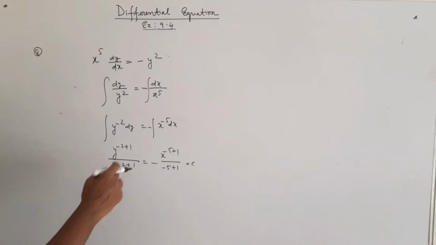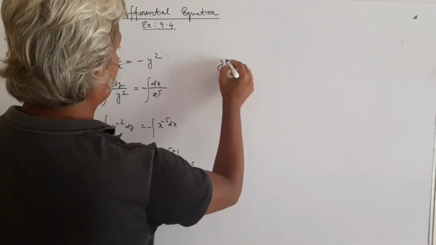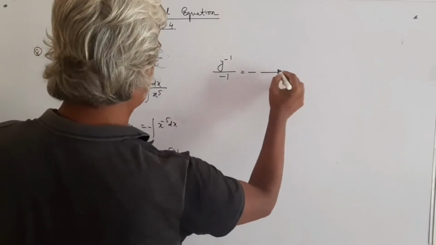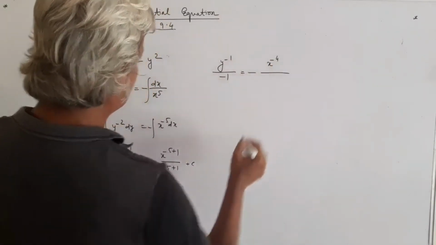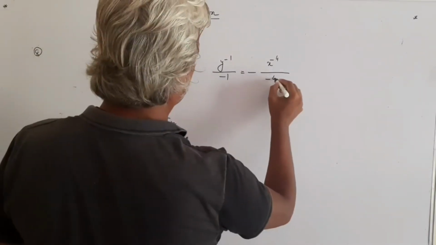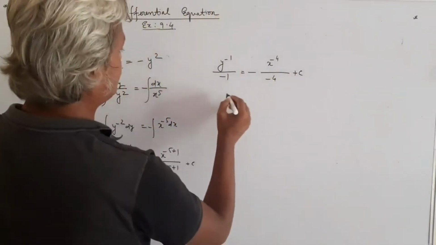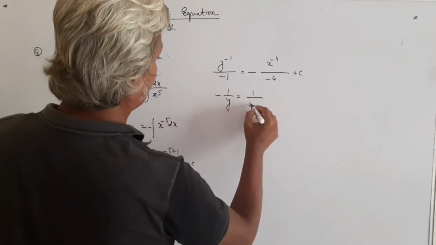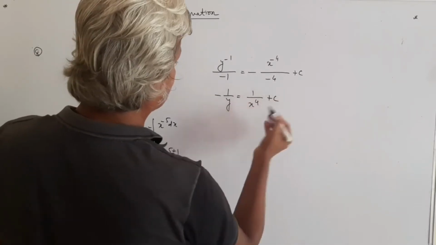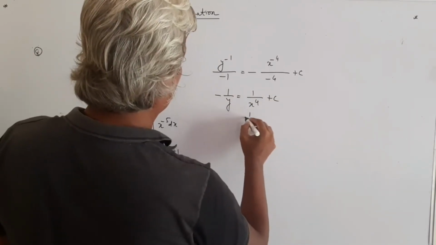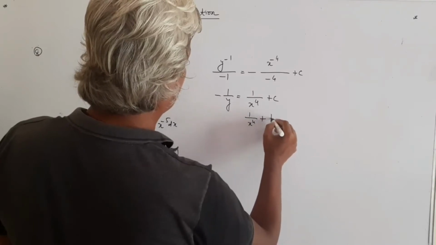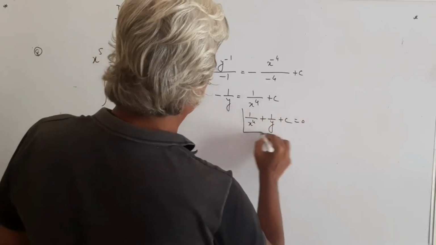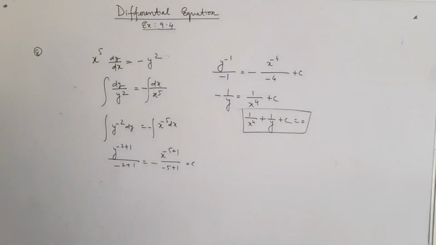So this becomes y to the power minus 1 over minus 1 is minus x to the power minus 4 over minus 4 plus c. So this becomes minus 1 over y is 1 over x to the power 4 plus c. So I can write this as 1 over x to the power 4 plus 1 over y plus c is 0. For me this is a better expression, and that is my answer.